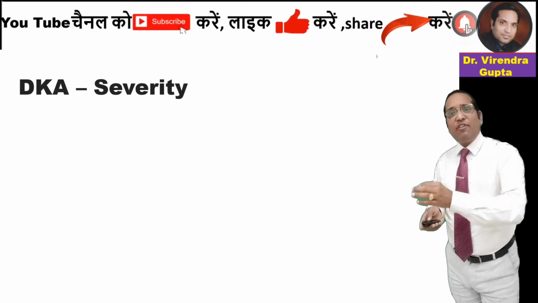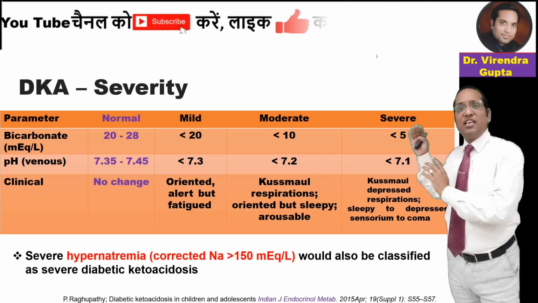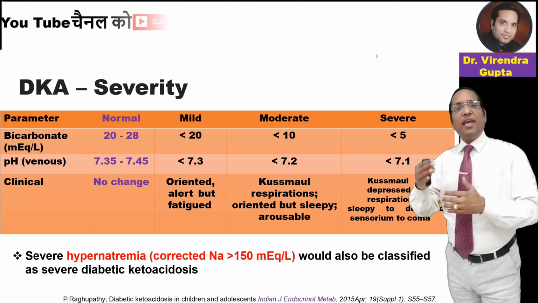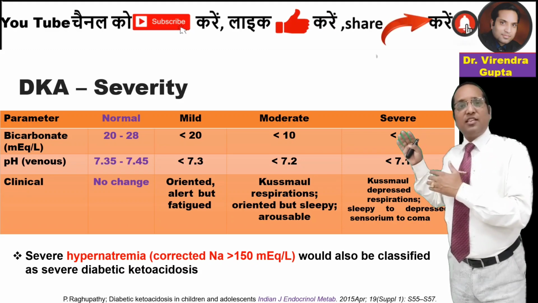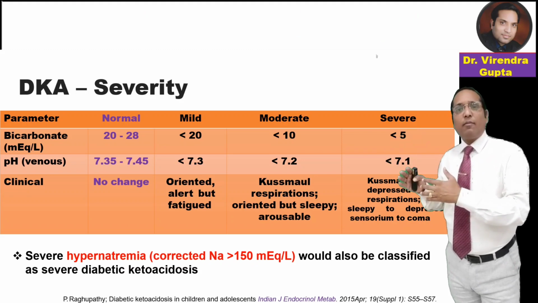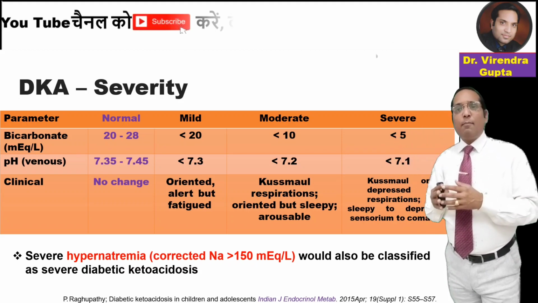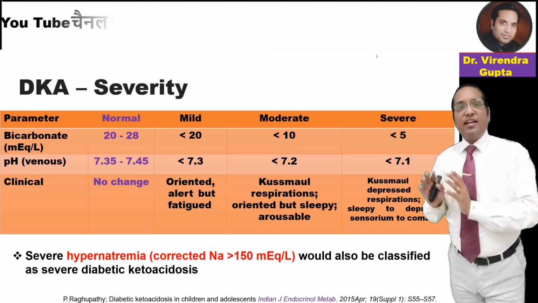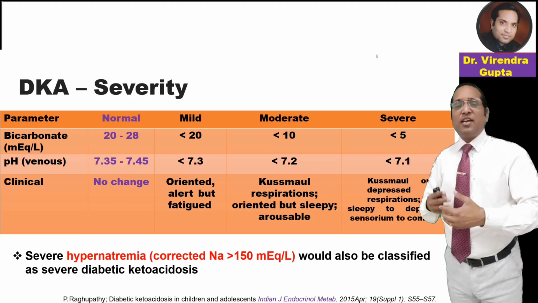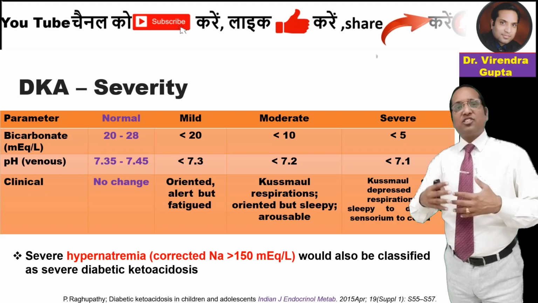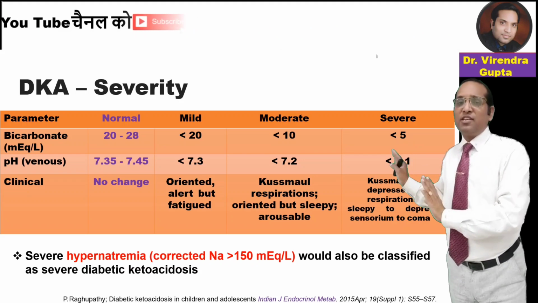So guys, the severity of DKA is classified as mild, moderate and severe on the basis of bicarbonate, pH and condition of the child. It is mild if the bicarbonate level is less than 20 or pH is less than 7.3, along with the patient being oriented and alert, but feeling some fatigue. And in moderate cases, the bicarbonate level is less than 10, pH is less than 7.2, while the patient has Kussmaul breathing or altered respiration, or the patient is conscious but feeling sleepy, but arousable.